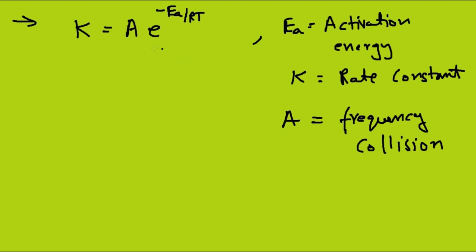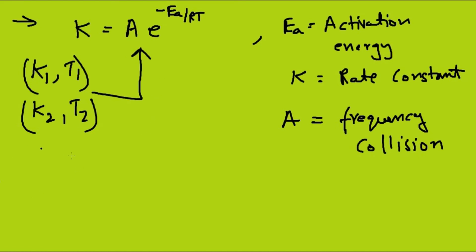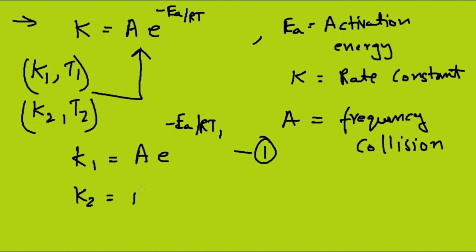Now from this we can derive a relation where, by the change in temperature, we can calculate the changes in rate constant. So I will take the first value, that is K1 at T1. So at T1 the rate constant is K1 and at T2 the rate constant is K2. Using these 2 points I will form a relationship. So K1 equals A times e to the power minus Ea by R T1. This is my first equation, and K2 equals A e to the power minus Ea by R T2. This is my second equation.